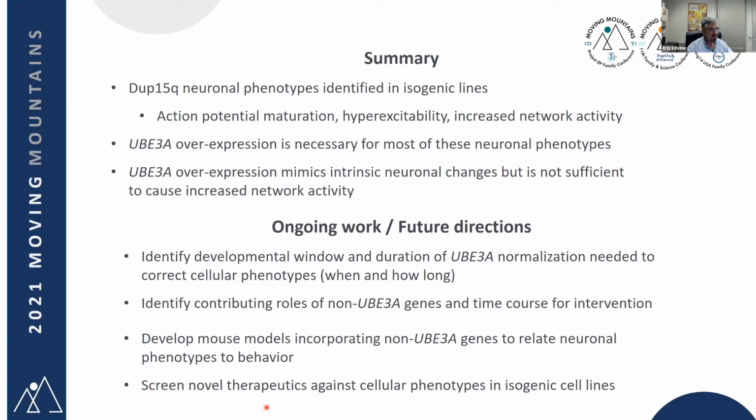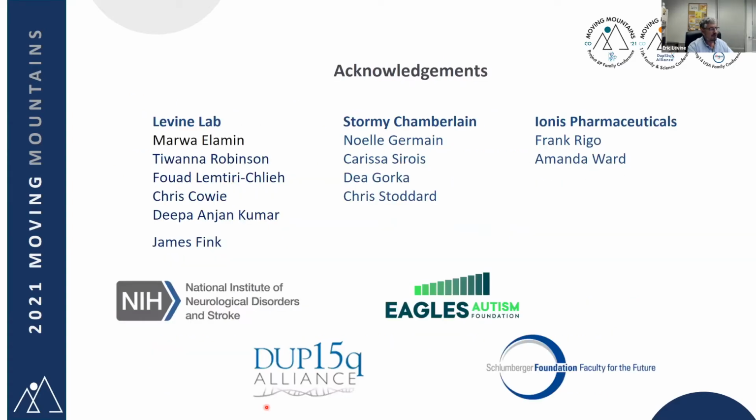So I want to acknowledge the people in my lab who contributed to this work. As I mentioned, Marwa Elamine has been critical, as this is really her thesis project, doing all these recordings. Tawana Robinson in my lab has also played a very important role in both our Dup and our Angelman projects. All of this work benefits greatly from our collaboration with Stormy and her team in terms of generating these isogenic lines, developing and validating ASOs, all really important work. And we also collaborate with Ionis Pharmaceuticals, who's helped in the development of some of these antisense oligonucleotides.